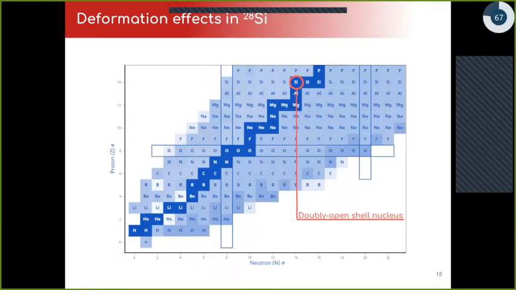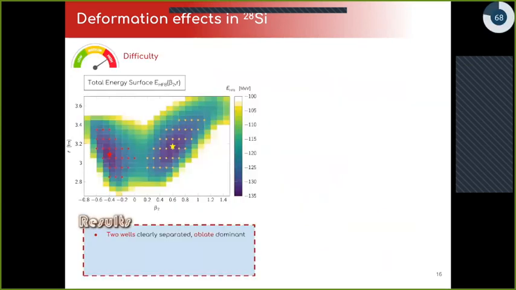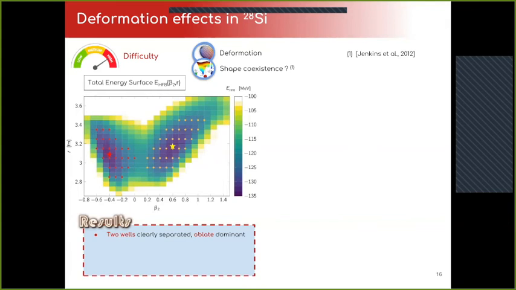Now, the nucleus of interest I've been investigating is silicon-28, which is itself another doubly open shell nucleus. As in the previous case, we have two different minima in the total energy surface, an oblate one and a prolate one. In this case, it is the oblate minimum which is expected to be the dominant one, so that deformation effects and maybe shape coexistence will play a major role.